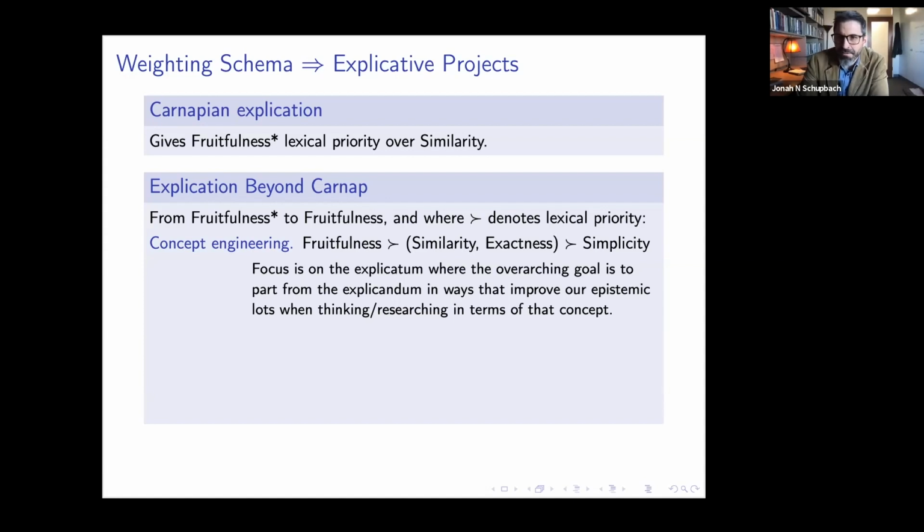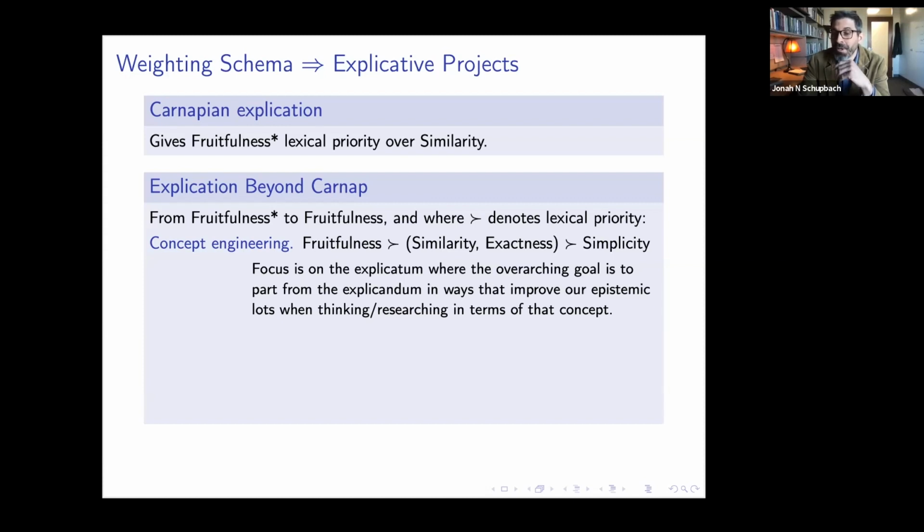Similarity and exactness can fight against one another on the next level of priority, and simplicity's ranked last. Here I'm just following Carnap, at least in what he says explicitly about this, where simplicity only has a say if the other three desiderata don't tell us what to prefer. So with concept engineering, the way I think of this is that the focus is on the explicatum itself. The focus is really on that newly engineered concept. And the overarching goal is to depart from the explicandum in ways that will improve our epistemic lot when thinking or researching in terms of that new concept, in terms of the explicatum.